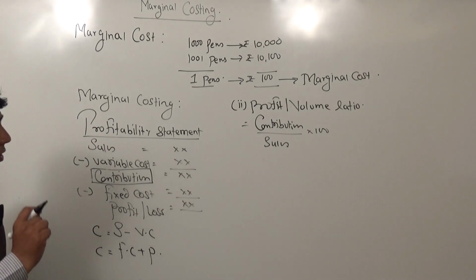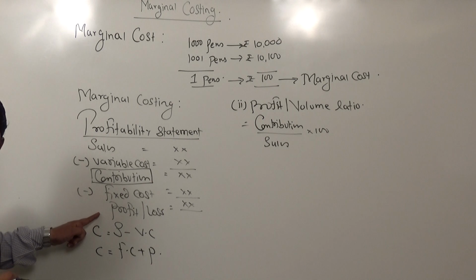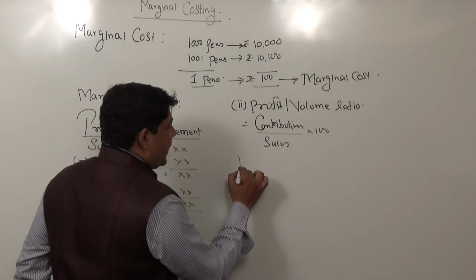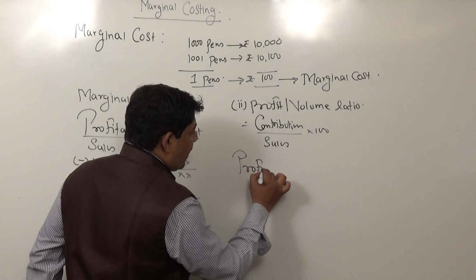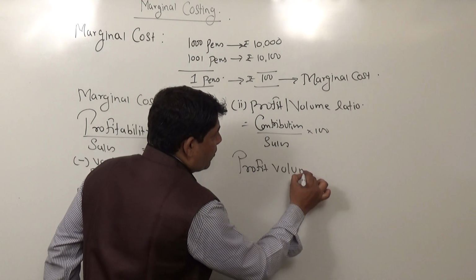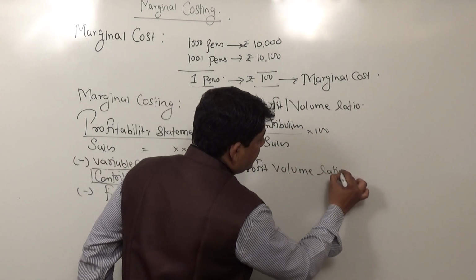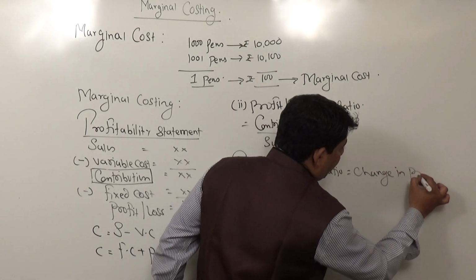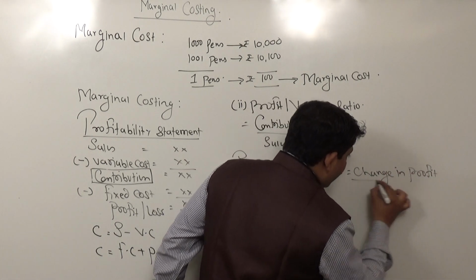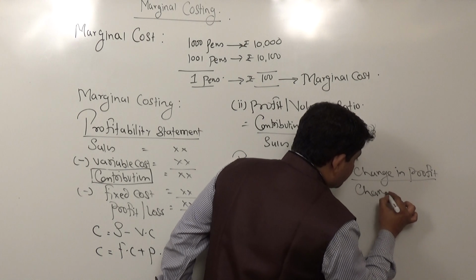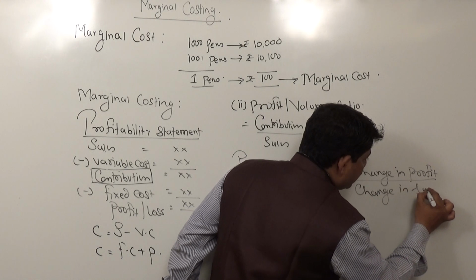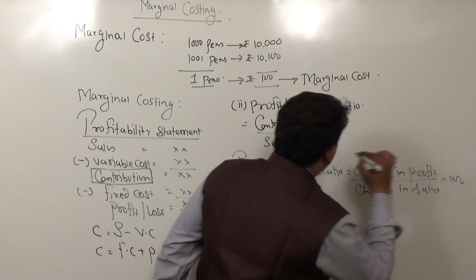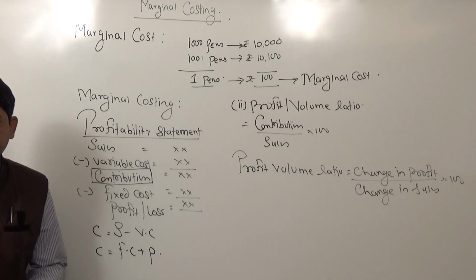Similarly, PV ratio also express the relationship between sales with profit. That's why PV ratio is having a second formula, which is change in profit divided by change in sales into 100.